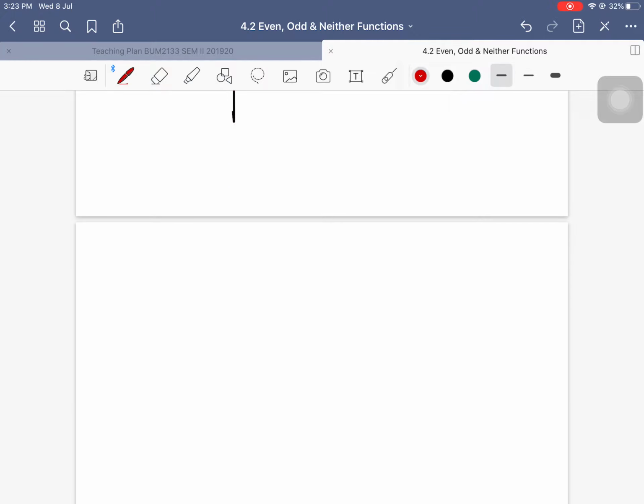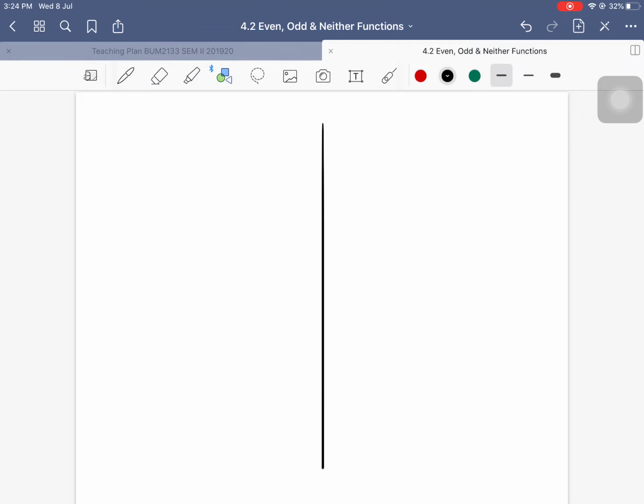Even and odd functions are actually special. Why are they special? Because they have certain characteristics that can actually assist us in our calculation. Okay, let me put some definition and comparison between each of them.